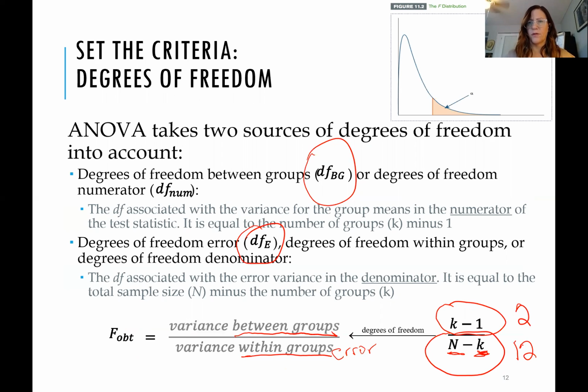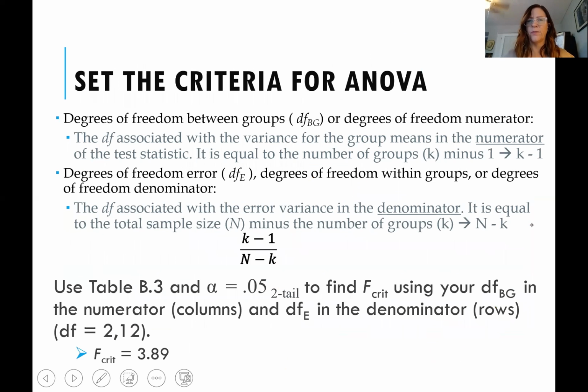So bear with me a second while this clicks through. We're going to go back into the back of the textbook, and this says B3, but ignore that, because it's actually C3 now because of the updated edition. I don't know why they changed those tables, but it's C3, and you'll notice at the top it says critical values for the F distribution.